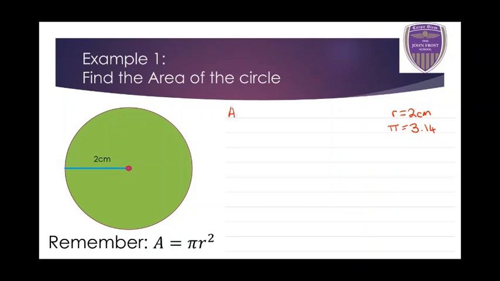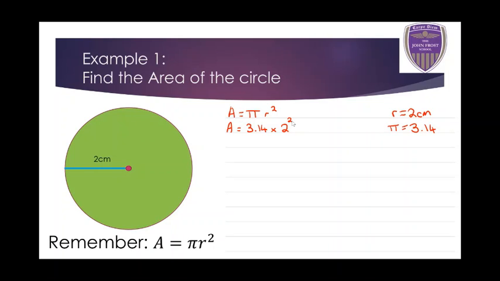So we've got A equals pi r squared. Okay, so first things first, what do I know pi is? Well, pi is 3.14. I'm going to multiply that. What is the radius in this example? The radius is 2. And because it's squared, I have to write 2 squared there. So I know the area of this circle is 3.14 times 2 squared.